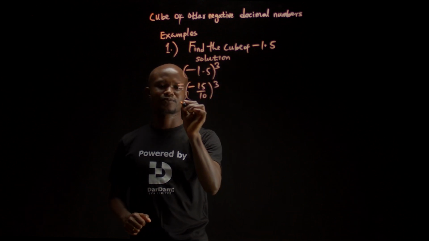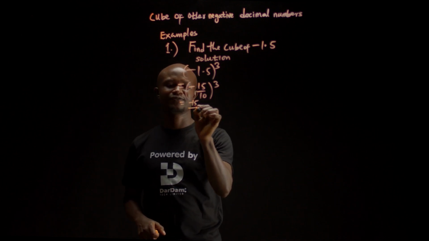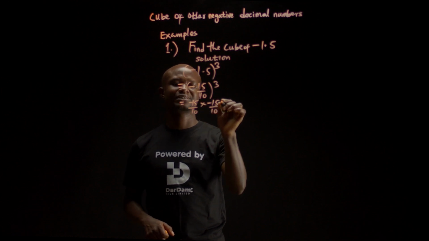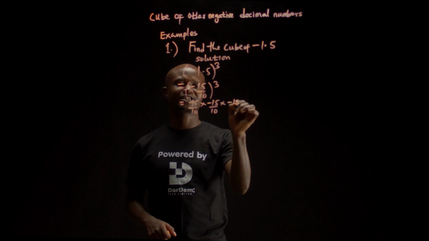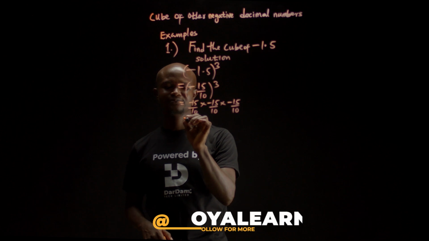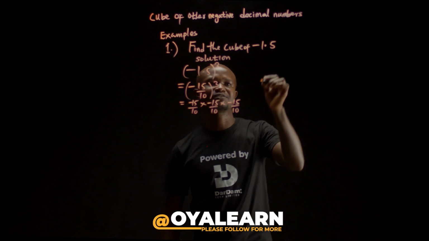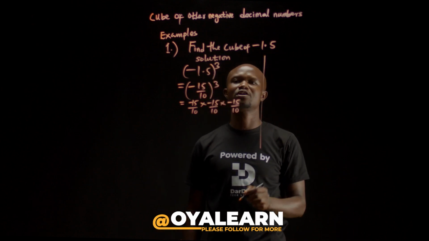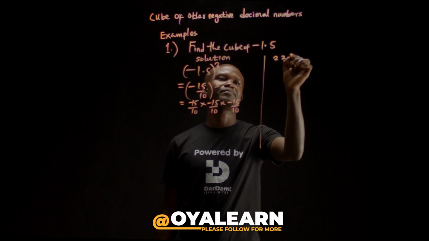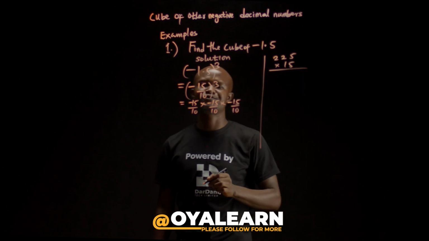Now, we can write this as what? Minus 15 over 10 times minus 15 over 10 times minus 15 over 10. Now, what do we have from here? 15 times 15 is 225. That's for the numerator. So we need to multiply 225 by 15.